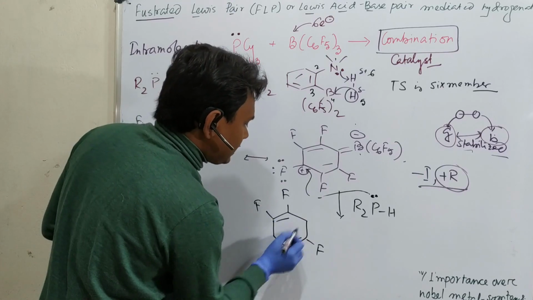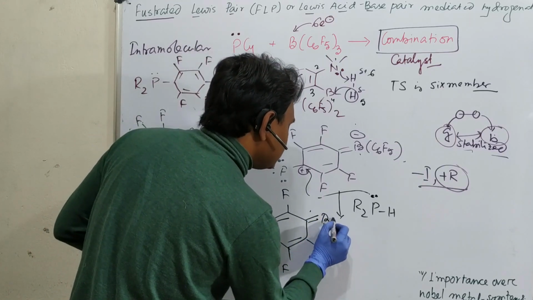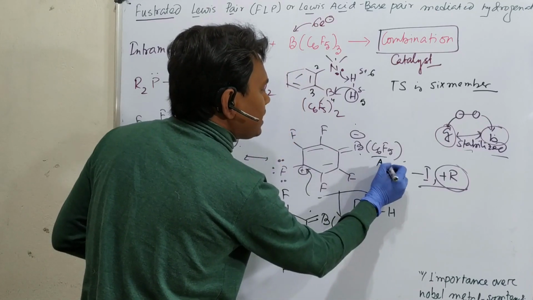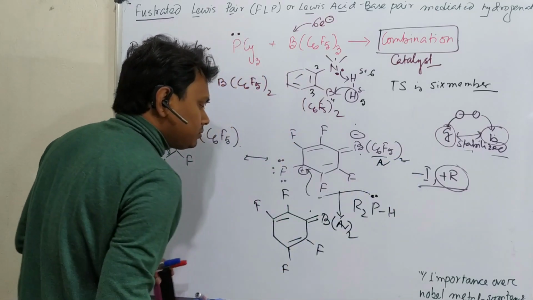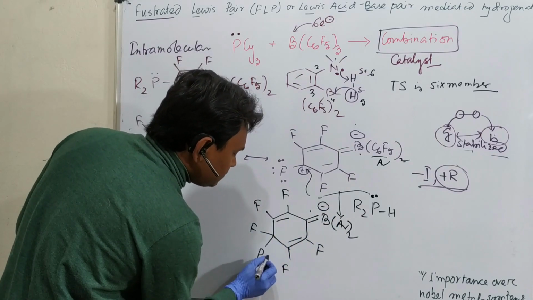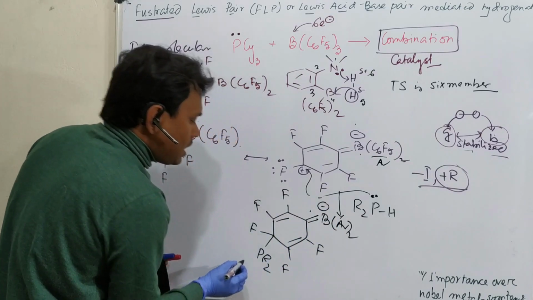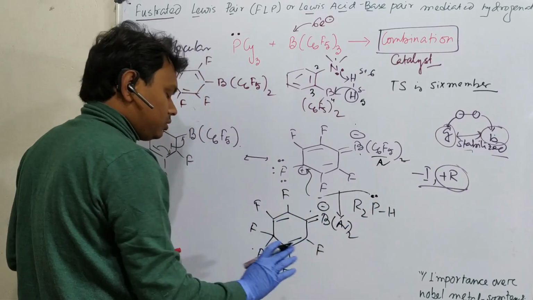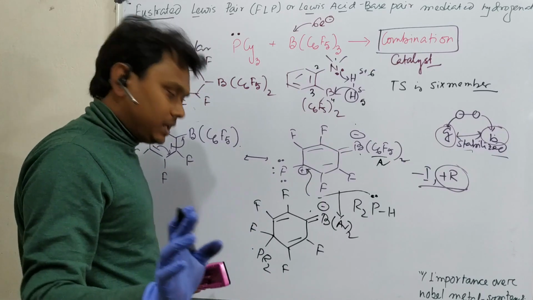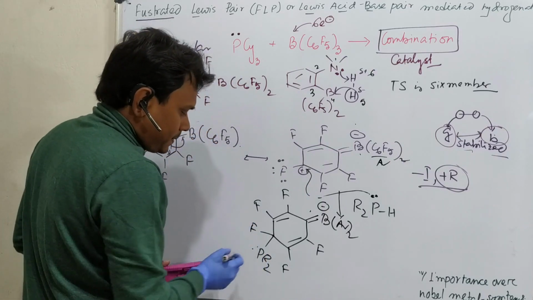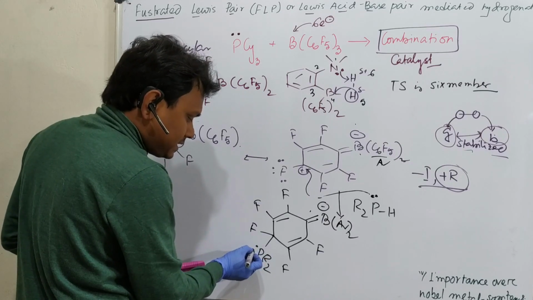So if it attacks, then similar B. For example, let's consider Ar2. Let's consider this as Ar. So Ar2 minus, this is the fluorine and this is the PR2. One hydrogen was there, after attacking. So this hydrogen will be eliminated in order to neutralize the charge. So fine. Next step, what is expected?